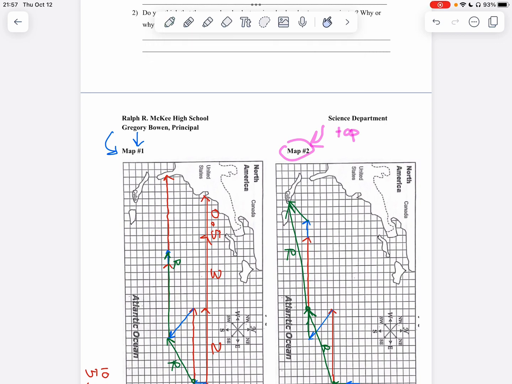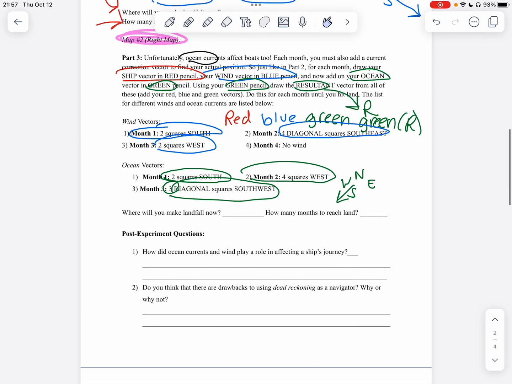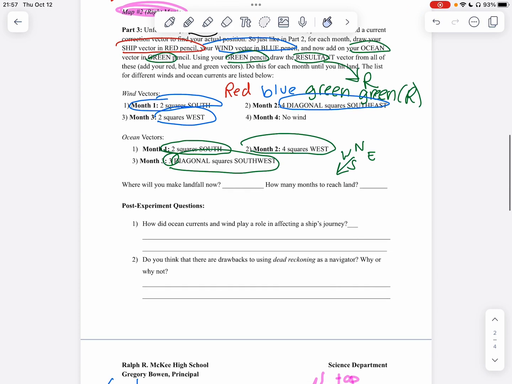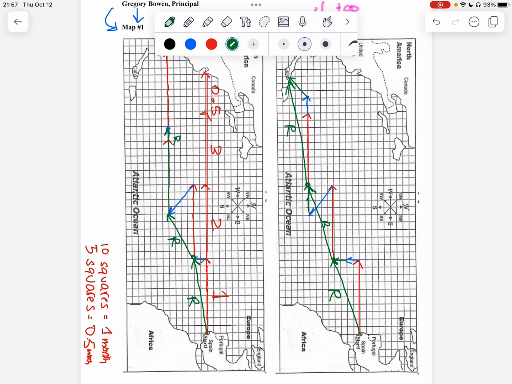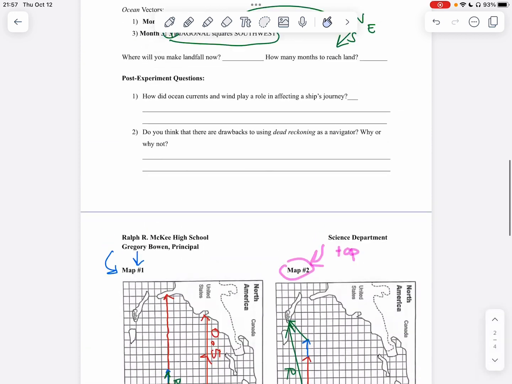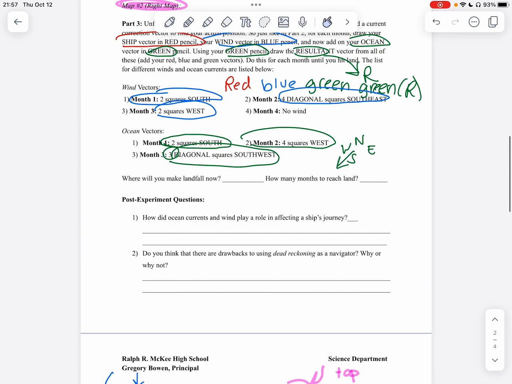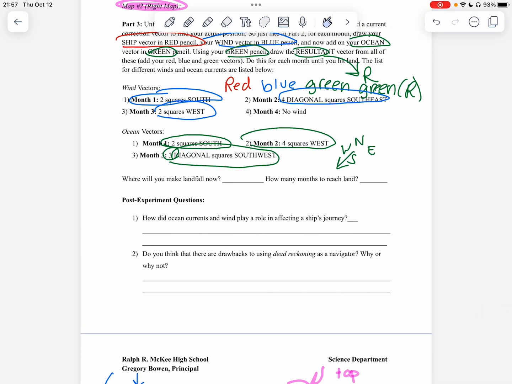Okay, so you have some questions here. It says, where did you make landfall now? And how many months did it take to reach land? So again, in terms of your landfall, you're counting the number of red ship markings that we made, and obviously you can read a map and tell me where exactly you made landfall. And then finally, you have your post-experiment questions, right? How did ocean currents and wind play a role in affecting a ship's journey? You can use what you had seen in your own data here.